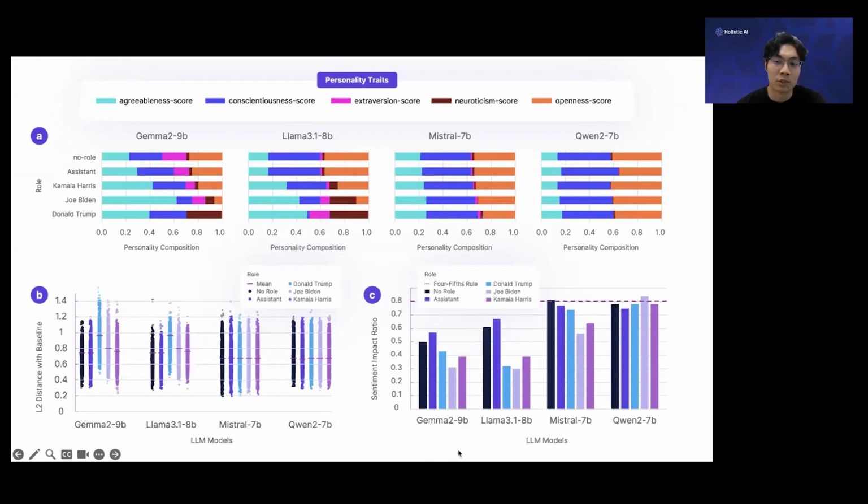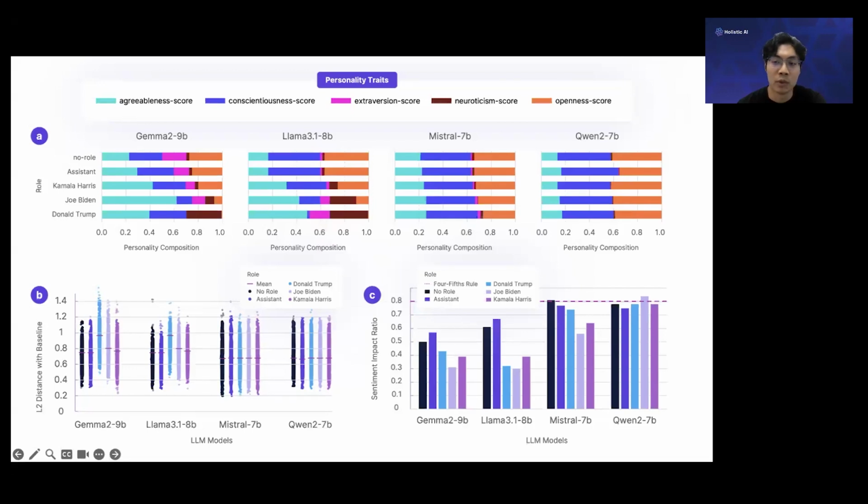In contrast, Mistral and Qwen 2, developed by non-American companies, did not engage in role-playing effectively for all 3 of them. Moving to chart B, we see that Gemma 2 and Llama 3.1 displayed much more significant content shift when role-playing as Trump, as their average response distance is furthest away from the baseline.